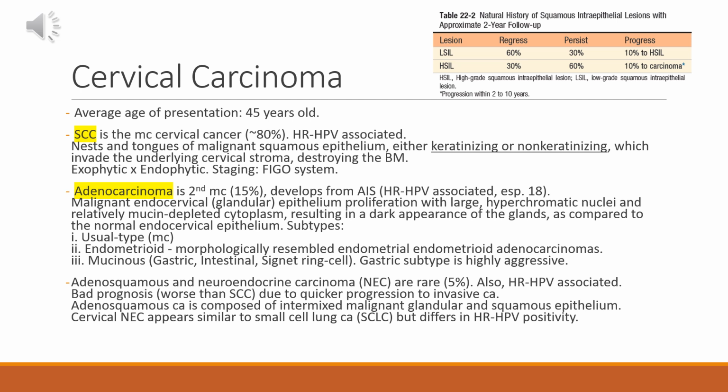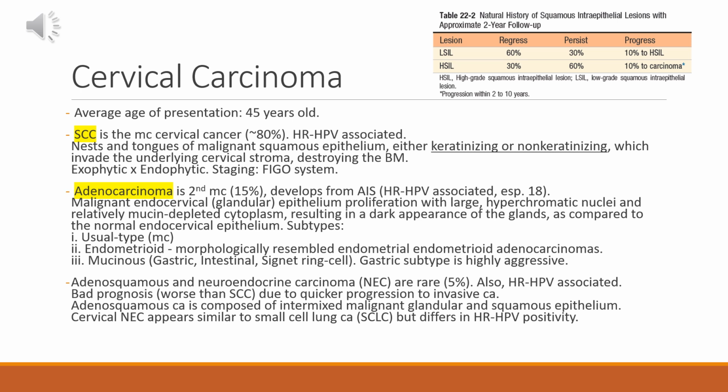It could be exophytic, it could be endophytic, and for staging we use the FIGO system that we will talk about soon. The second most common is adenocarcinoma of the cervix. It develops also from its own precursor lesion called AIS, adenocarcinoma in situ. Also high-risk HPV associated, especially high-risk HPV 18.